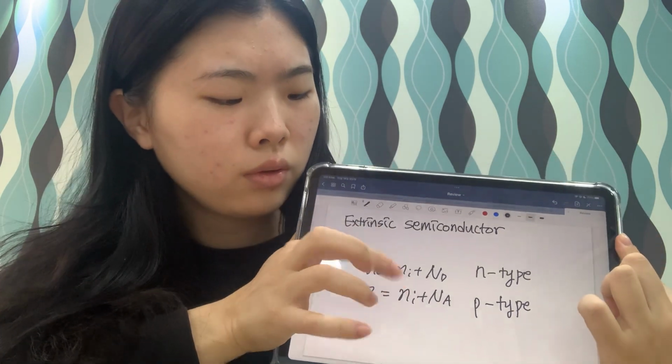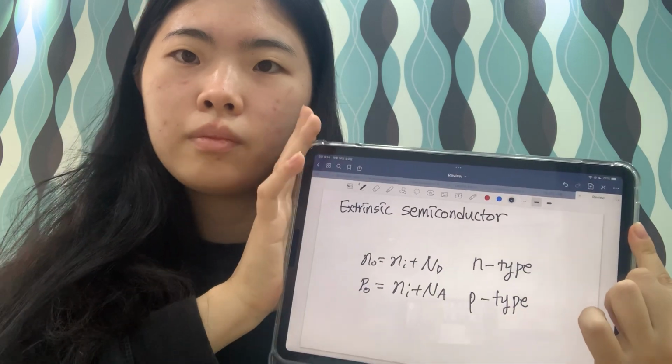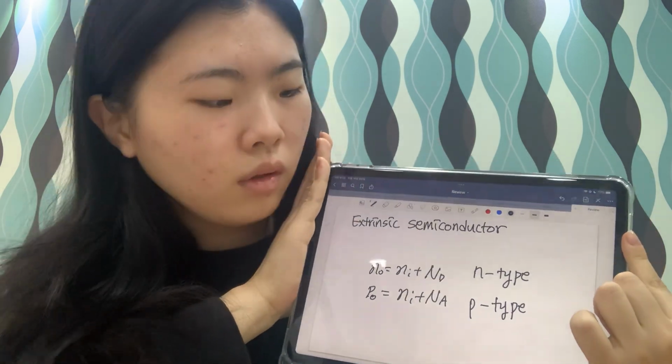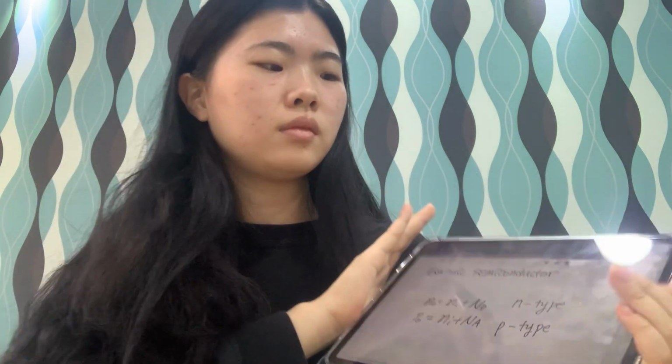It is also the same for holes. So today we talked about carrier concentration.